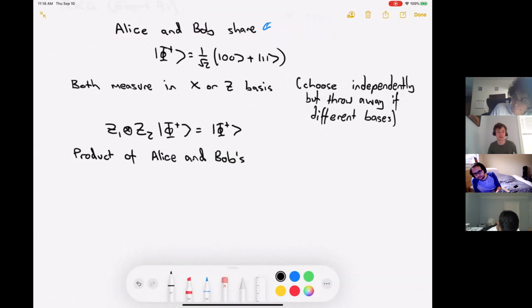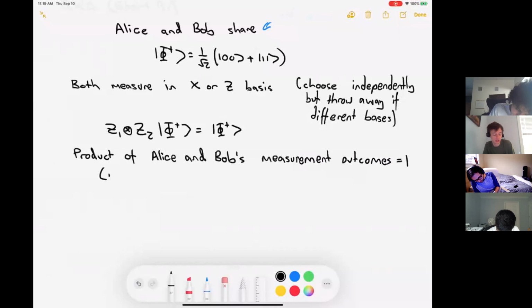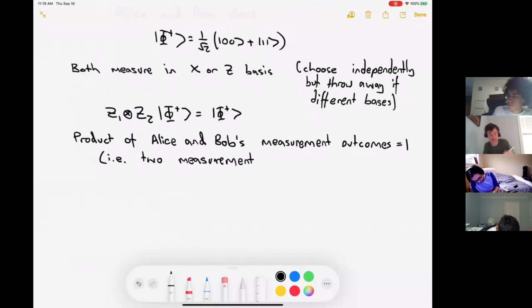This measurement operator that's just the tensor product of the two measurement operators, its measurement outcomes are the products of Alice and Bob's two individual measurement outcomes. In other words, the two measurement outcomes are the same. If Alice gets 1, then Bob gets 1. If Alice gets -1, then Bob gets -1, so that they multiply together to give 1. This is guaranteed 100% of the time.